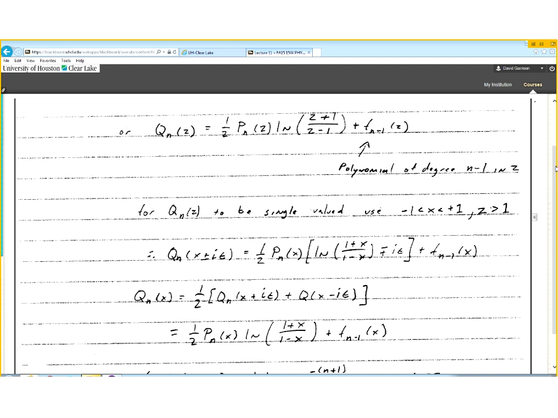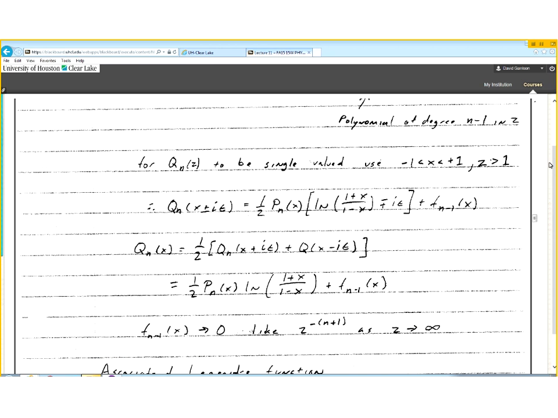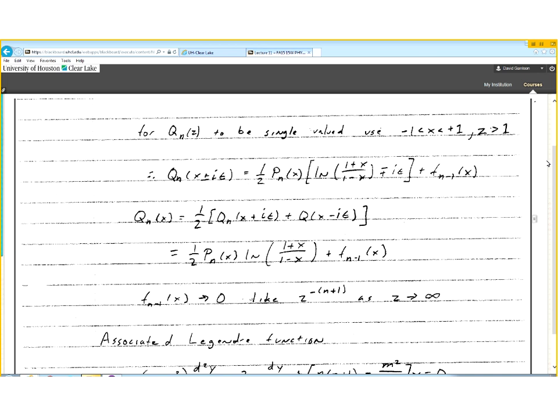And so we can rewrite this second solution by simply taking your x value and perturbing it a little bit. You can see you end up with something like this. Then you take these two and average them on both sides of the solution, and we see that we have essentially your Legendre polynomial times the natural log of (1 plus x) over (1 minus x). And then this other term ends up going to 0 as z to the minus (n plus 1), so this other term sort of disappears as you get larger and larger.